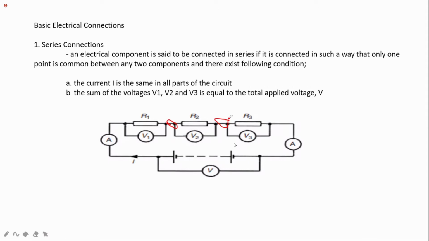So that is very important. You have to know how a series connection looks like. Okay, so there exists the following condition. Number one condition is the current must be the same in all parts. So if that is the connection, then the current must be the same. So the current across R1 should be equal to the current across R2 should be equal to the current across R3.